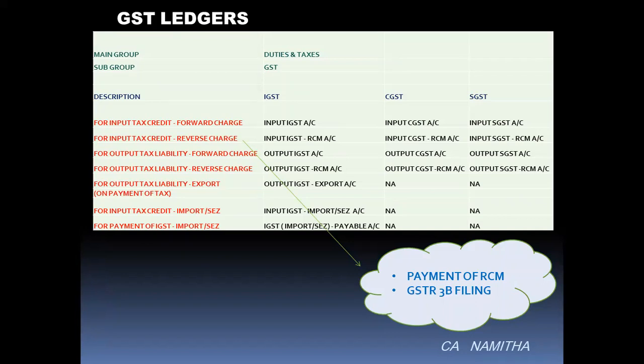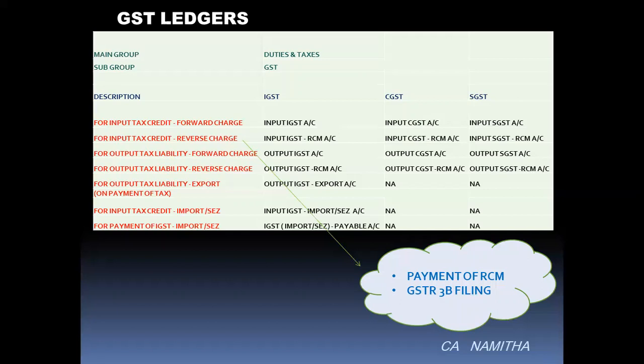The next one is in case of input tax credit RCM. Well, it is worth noting here that ITC on RCM payment can be availed only after the payment of RCM liability at the time of filing GST 3B. The three ledgers which should be created here are input IGST RCM account, input CGST RCM account, input SGST RCM account.